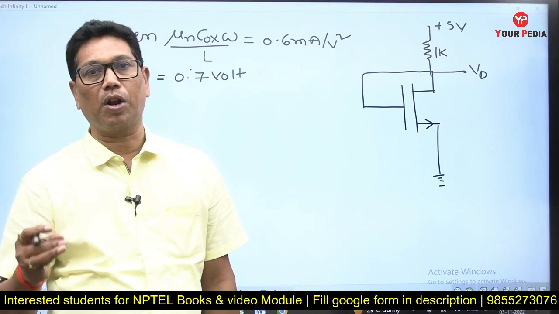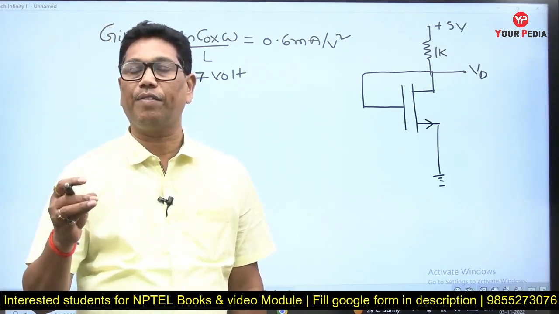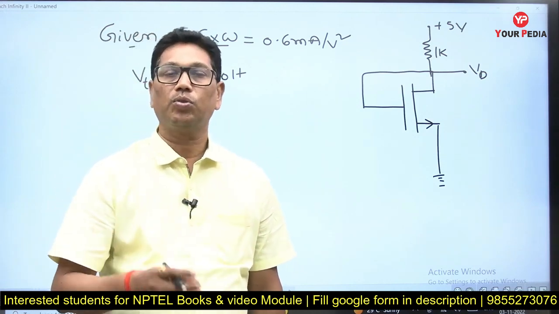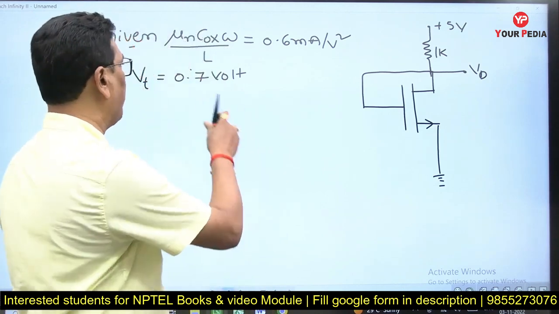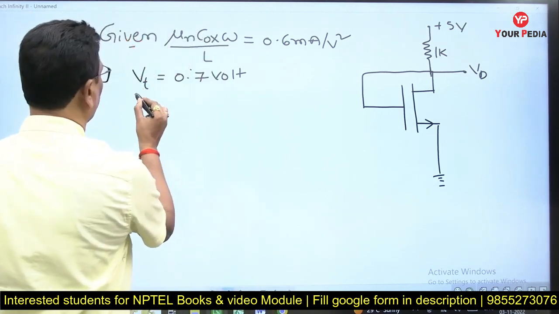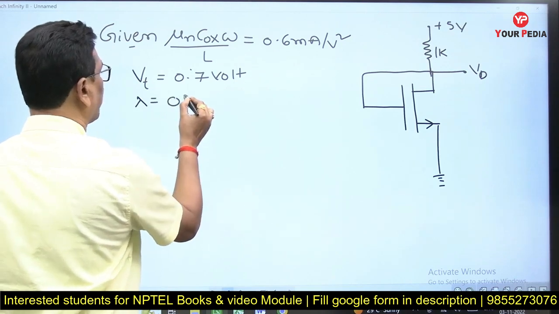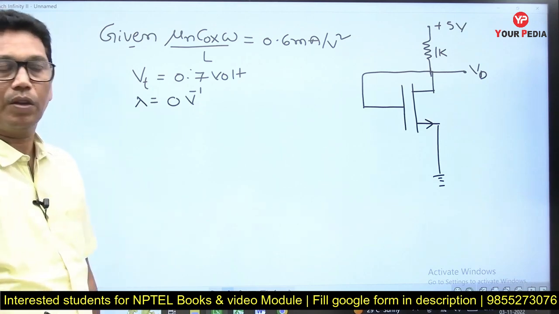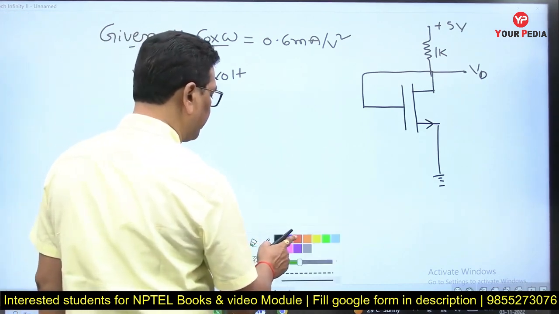Neglecting the channel length modulation means that in saturation mode, there is no effect of VDS on the channel length. So the drain current is 100% a function of only VGS. Confirm? Channel length modulation is denoted by lambda, equal to 0. It is measured in units of volt inverse, 0 volt inverse. Now check the conditions of this. What is the thing you want?